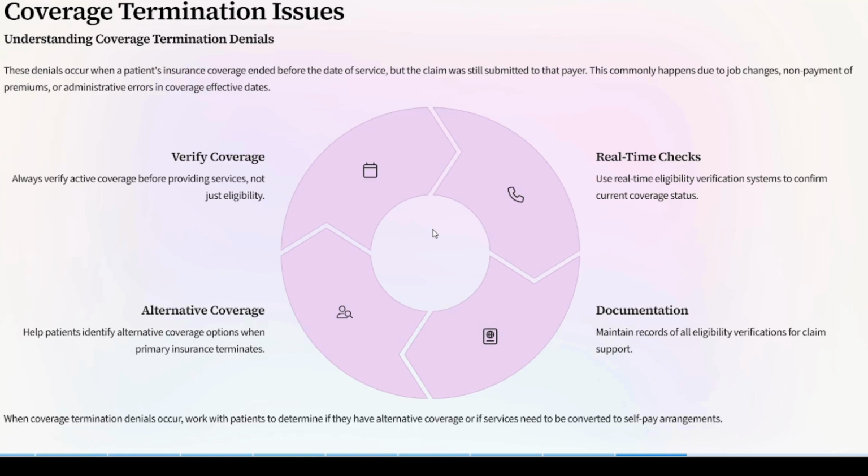All right. Next, we want to have documentation. Maintain records of all eligibility verification for claim support. And lastly, you want to have alternative coverage. Help patients identify alternative coverage options when primary insurance terminates. Okay, when coverage terminates, denials occur. Work with patients to determine if they have alternate coverage or if services need to be converted to self-pay arrangements.